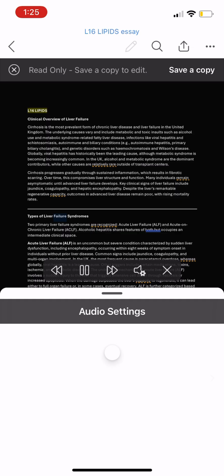Types of liver failure syndromes. Two primary liver failure syndromes are recognized: acute liver failure, ALF, and acute on chronic liver failure, ACLF. Alcoholic hepatitis shares features of both but occupies an intermediate clinical space.